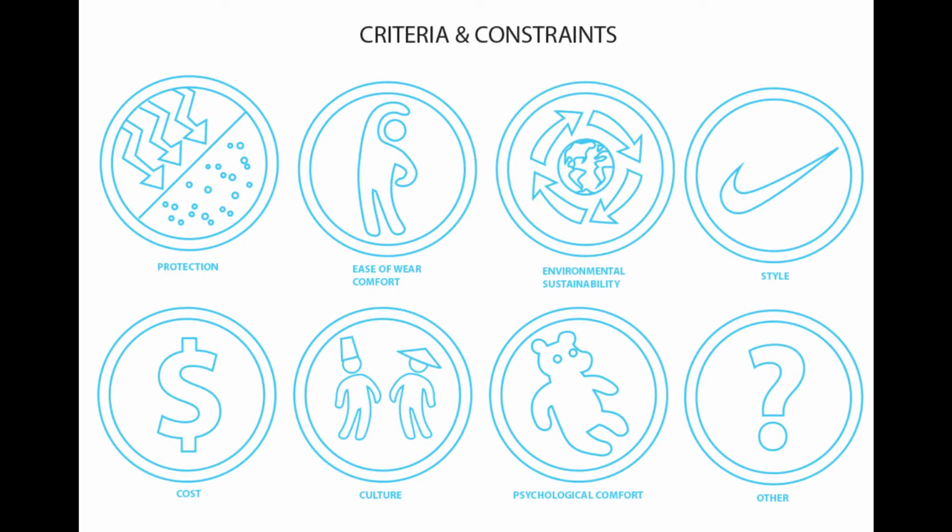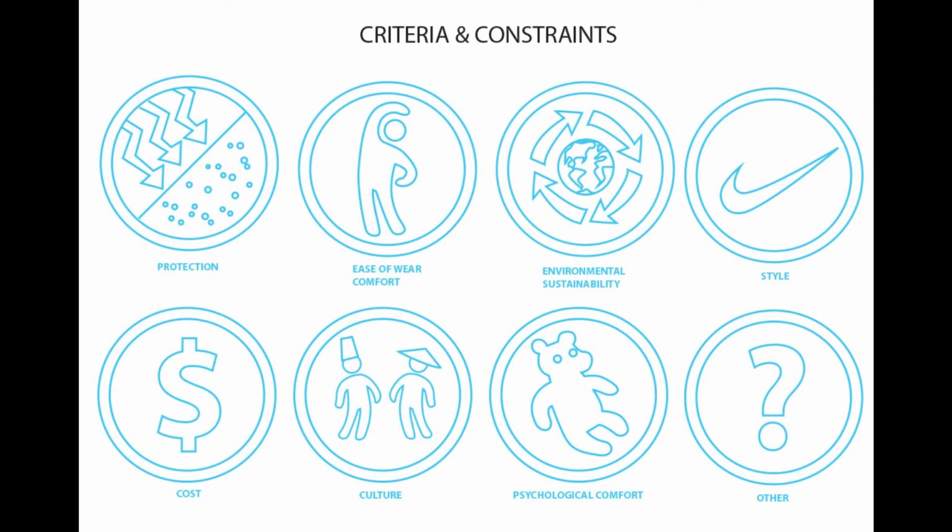Criteria and constraints. Criteria are things the design or solution system needs to do in order to be successful. It's requirements. Constraints are the limitations on the design. These may be materials available, the cost of the materials, the amount of time you have to develop the solution, environmental factors.